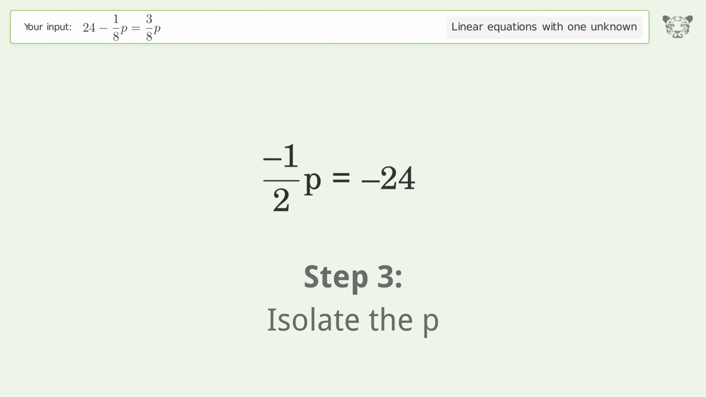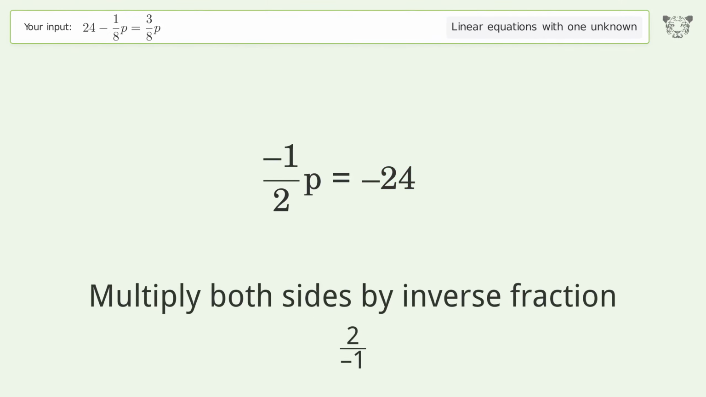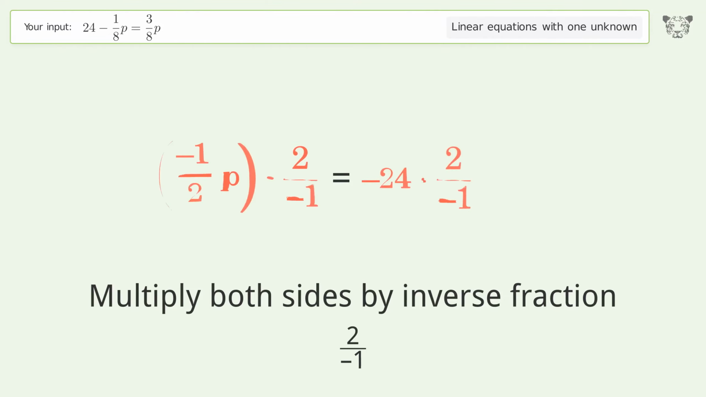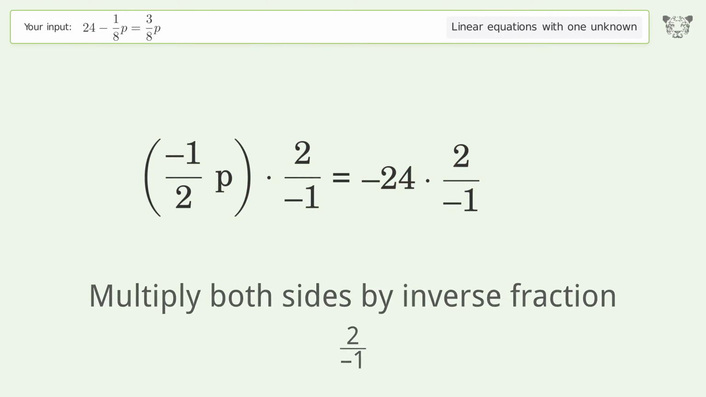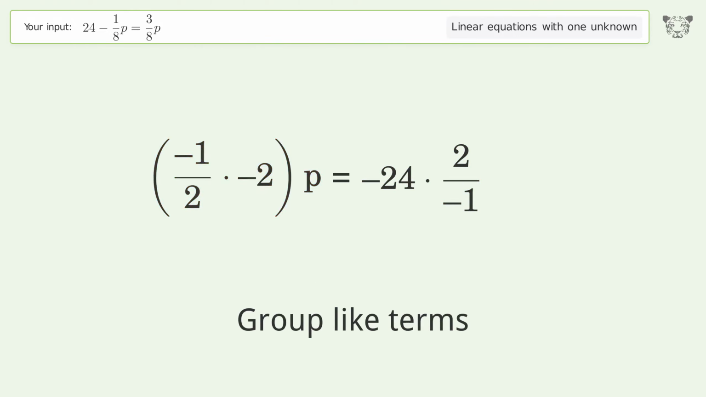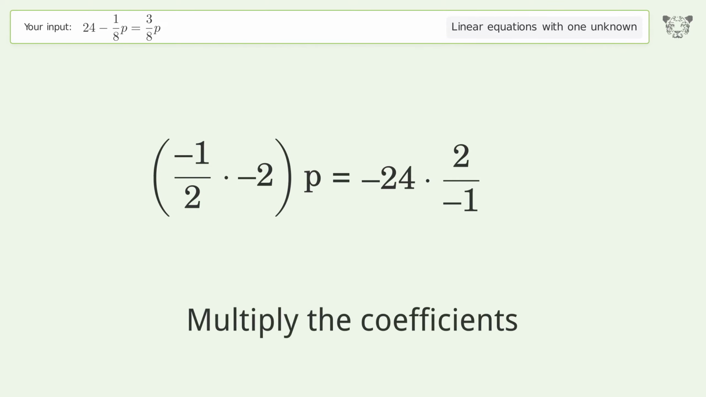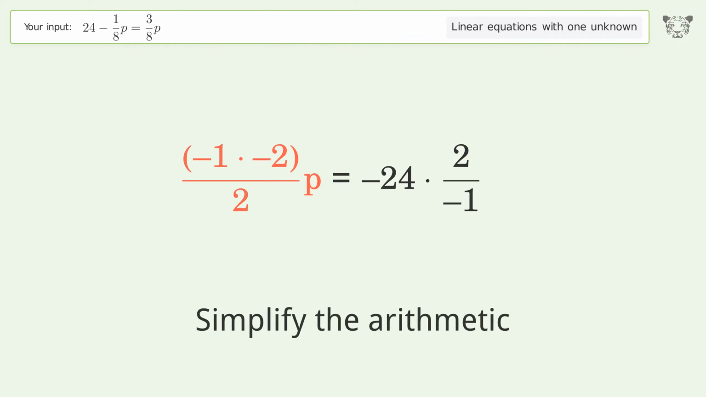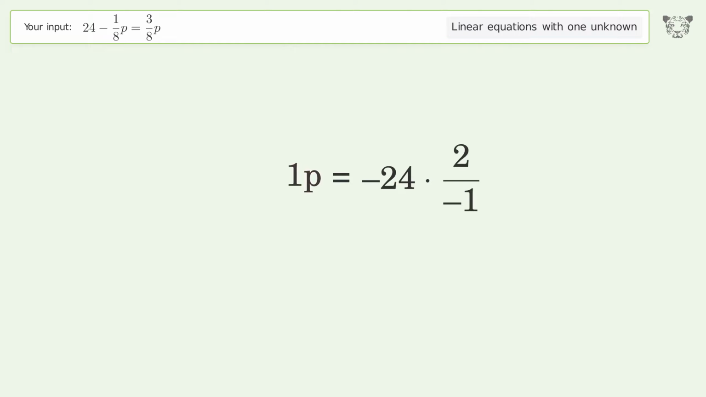Isolate the p. Multiply both sides by inverse fraction 2 over -1. Group like terms. Multiply the coefficients. Simplify the arithmetic. And so the final result is p equals 48.